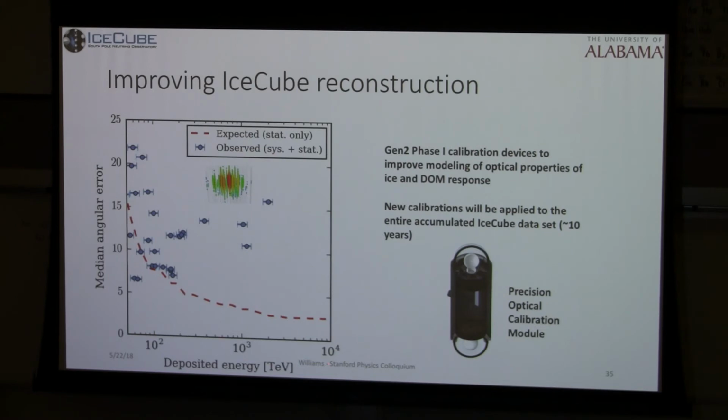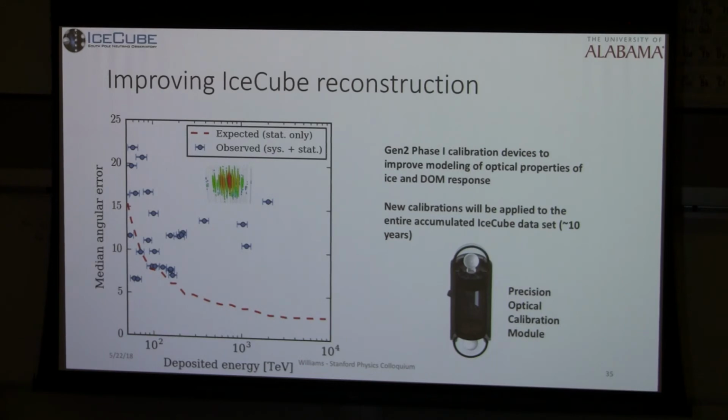And as we go to high energies, this is the angular error versus energy, for statistical only, we expect to be able to get down to below 5 degrees, which is still a big improvement over 15. But when we actually look at our events, we don't see we're getting anywhere near that, so we need to understand the detector better in order to do that.